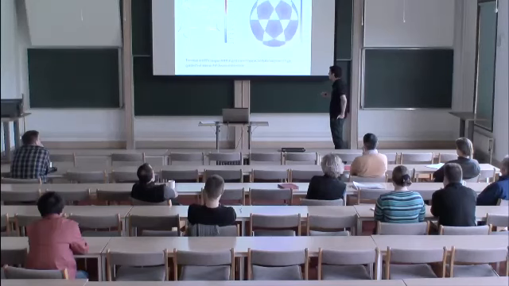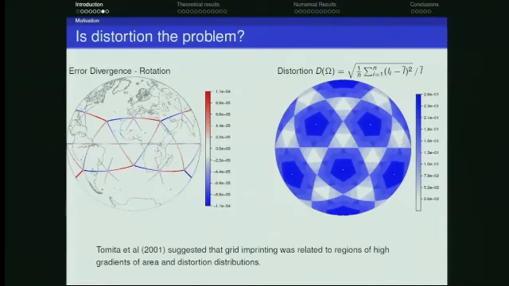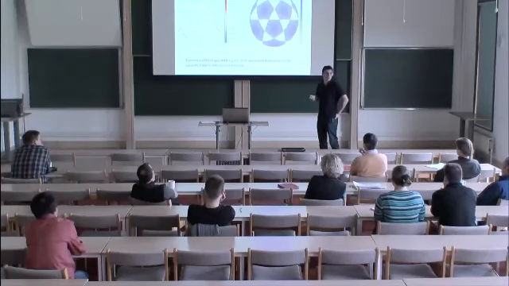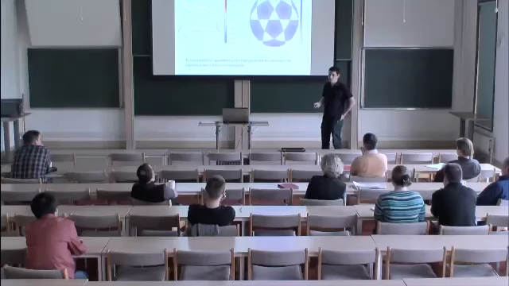This was noticed in 2001 by Tomita and the Japanese group. They suggested that the grid imprinting was related to regions of high gradients of area and distortion. The area pattern is really similar to this, so you get smaller areas around the pentagon. When my supervisor asked why this happens, they said it happened because of this. That wasn't enough for me, and that wasn't enough for him. We wanted a better answer. This is what I'm going to show you.